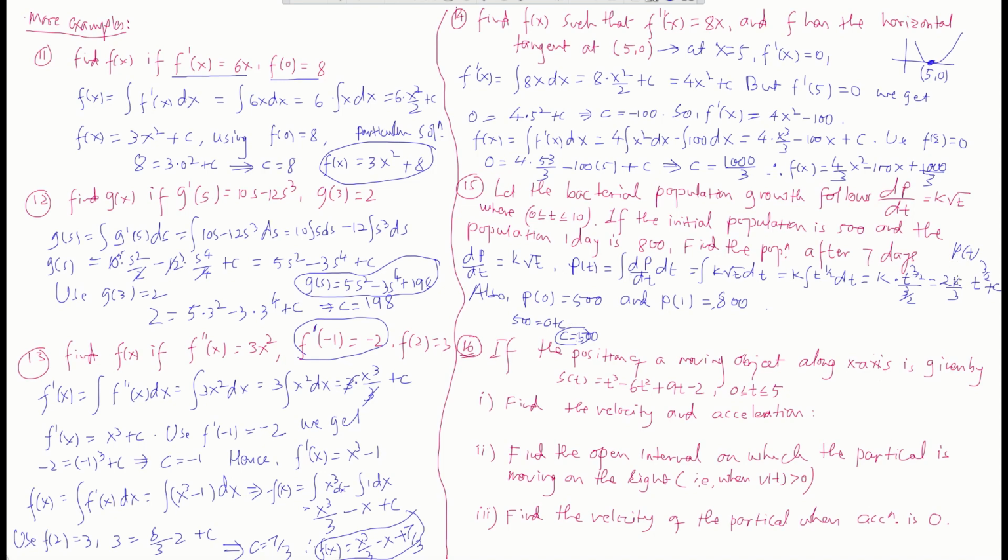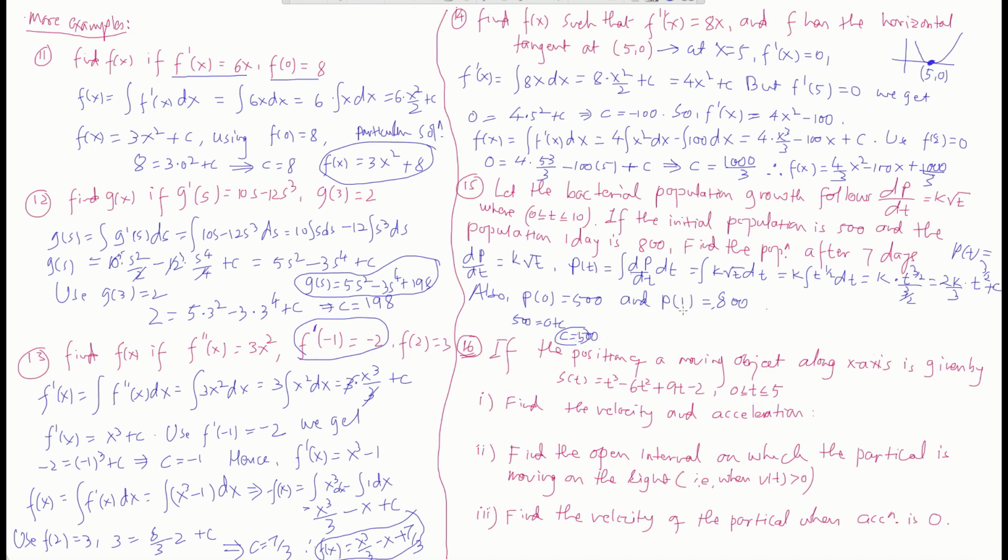We use this condition on P(t), because this value is P(t). P(t) is 2k over 3 t to the 3/2 plus c, right? So what I did is I used P(0) equals 500. That means t equals 0. So t equals 0, you get P(0). P(0) is 500 equals, replace t by 0, 2k over 3 times 0 is 0 plus c. So c equals 500.